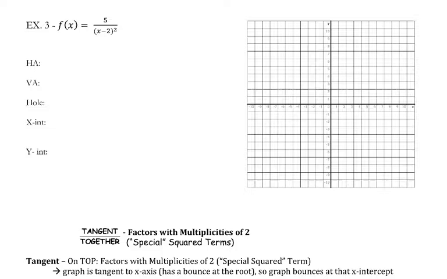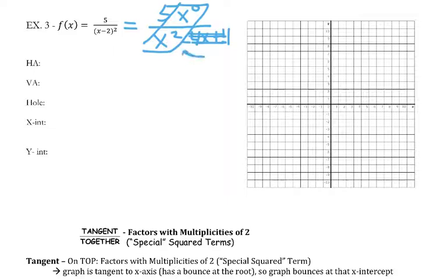So first things first, horizontal asymptote. In order to do the horizontal asymptote, we have to think about the degree in the numerator. This is 5x to the 0 over, and if I multiplied this out, the denominator would be x squared minus 4x plus 4. Now, I don't actually have to figure out this whole thing. I just need to know that it's degree 2 on the bottom. Looking at the degree in the numerator and the denominator, I can tell that this is bottom heavy. If it's bottom heavy, if the degree is larger in the denominator, my horizontal asymptote is always y equals 0.